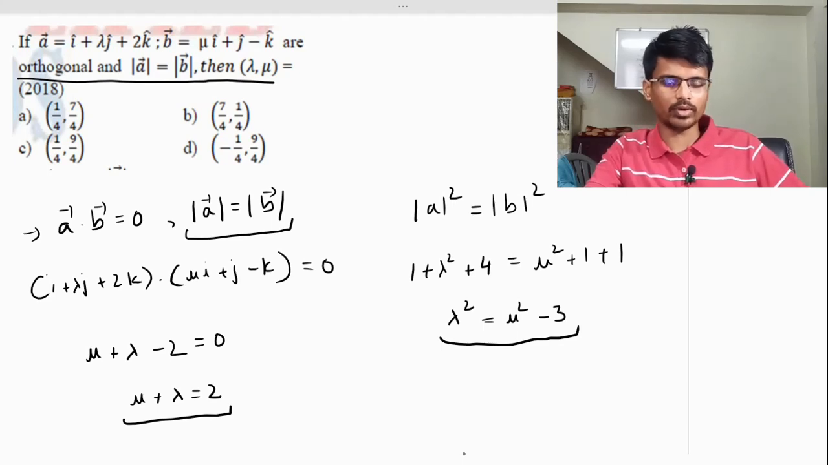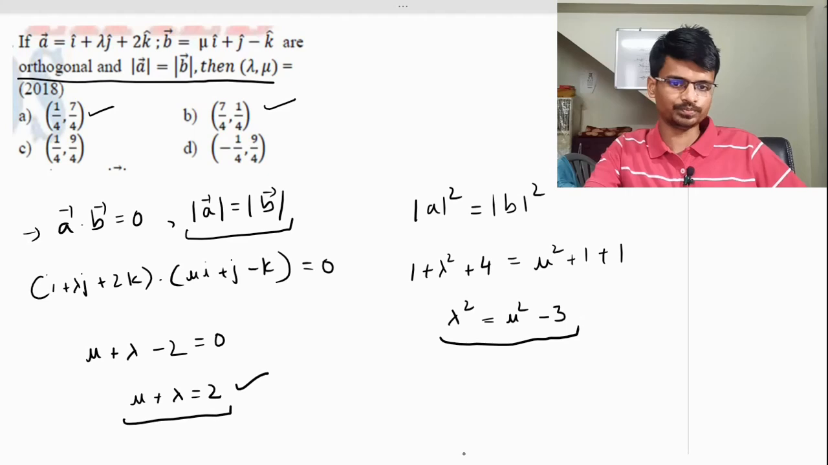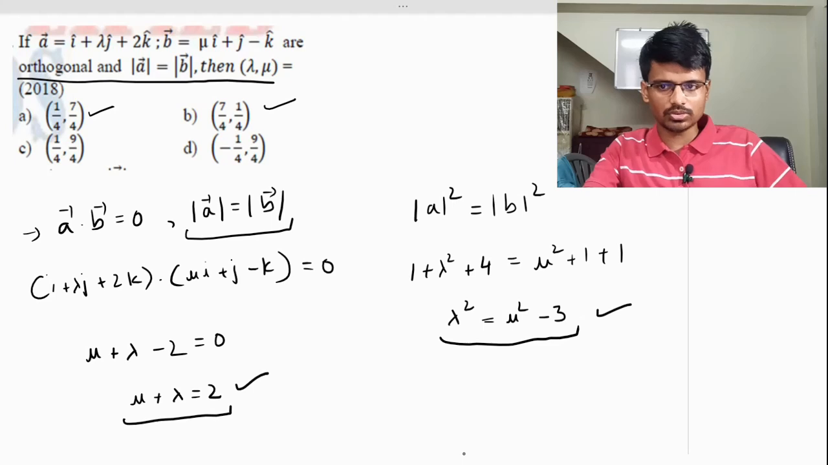So I am going to use a trick here. I'll just try and substitute the options. What do I get? If I substitute the first option, it satisfies this expression, right? 1 by 4 plus 1 by 4 is equal to 2. But my option B also satisfies this relation: 1 by 4 plus 7 by 4 is equal to 2. Let me see whether it satisfies the second relation as well. So if I substitute the first option, let me see what I get.